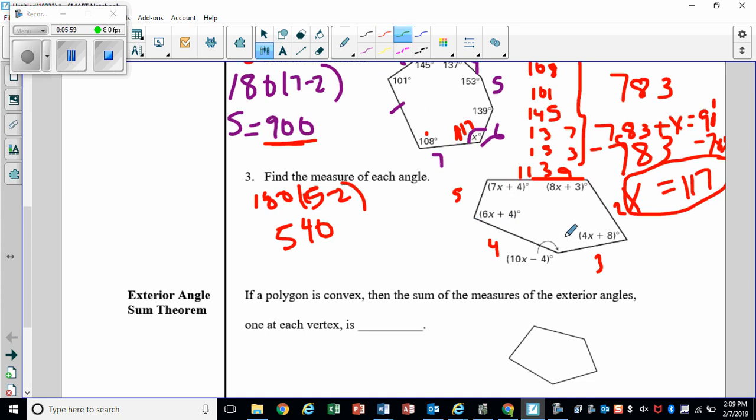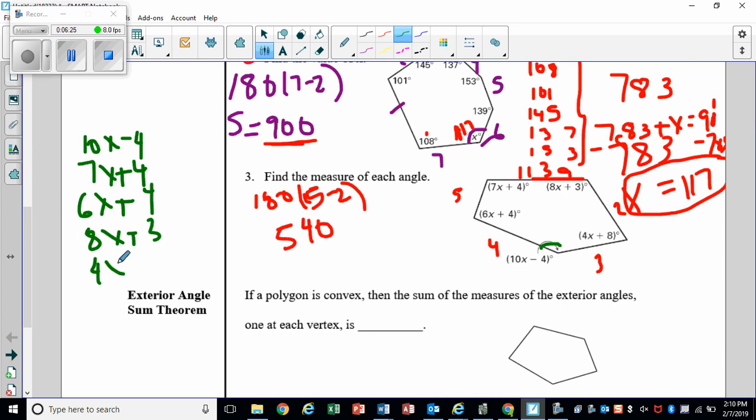So what I will do is start from this angle here, which is 10x. So I'll put it right here, 10x minus 4. Then I'll do 7x. Oh, I jumped. It's okay, 7x plus 4. Then 6x plus 4. 8x plus 3. And 4x plus 8, right? You want to add it up. So just make sure you have 5 angles: 1, 2, 3, 4, 5. I do, right?